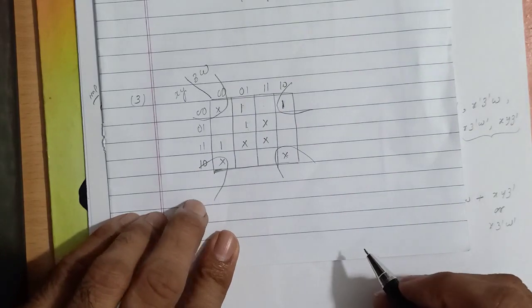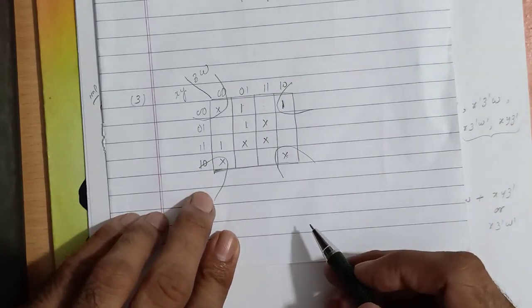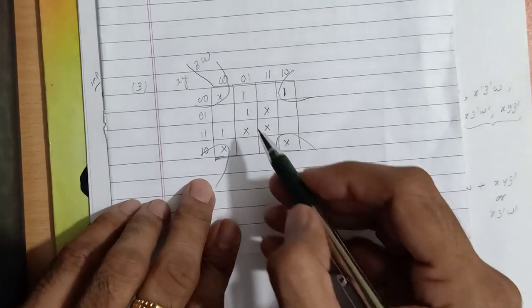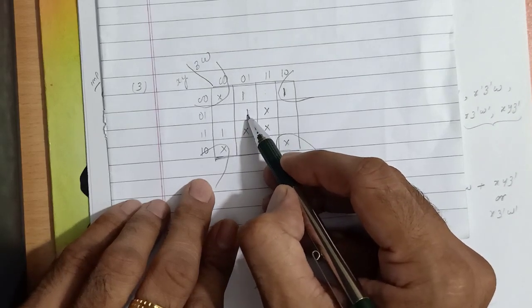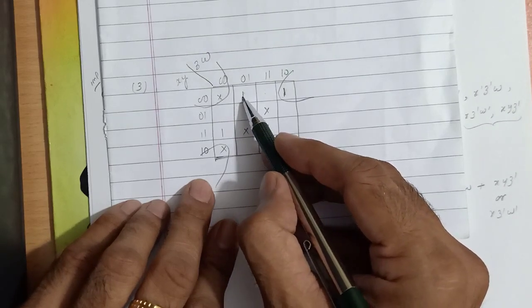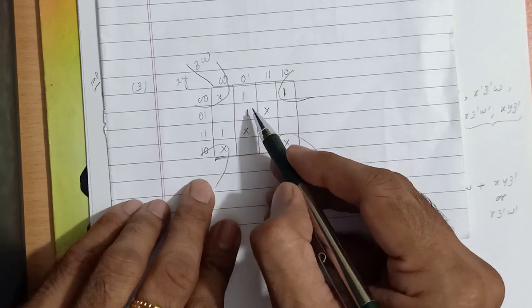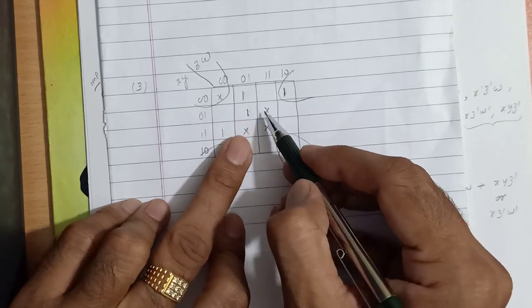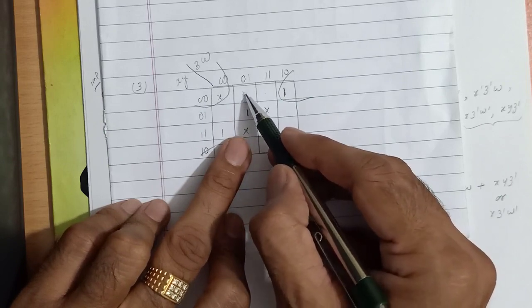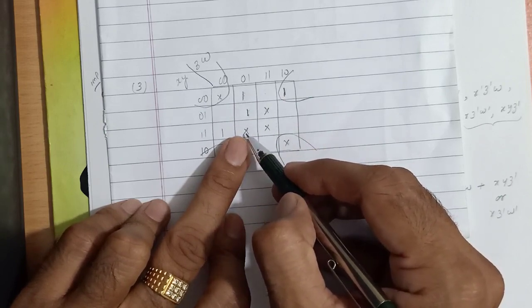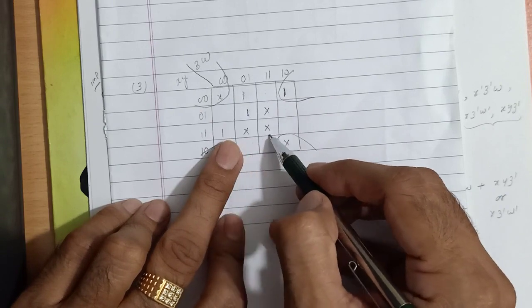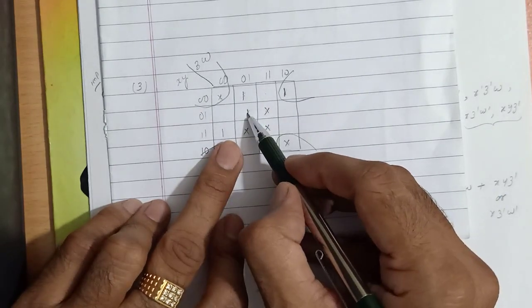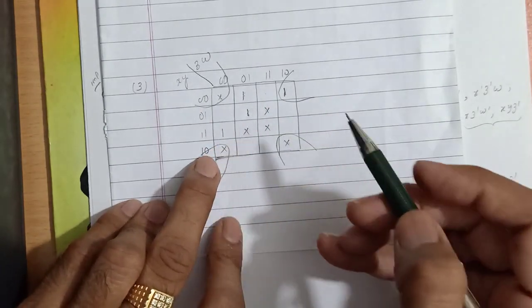Okay, so again we will find the other essential prime implicant if possible. If I choose this one, because this one is not giving any essential prime implicant, I will focus on this one. So what are the neighbors? This is the neighbor, this is the neighbor, this is the neighbor. So there are basically three neighbors. These three neighbors cannot be covered by a single term. So this one will not give any essential prime implicant.